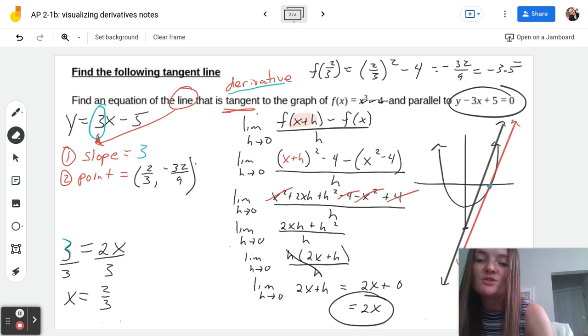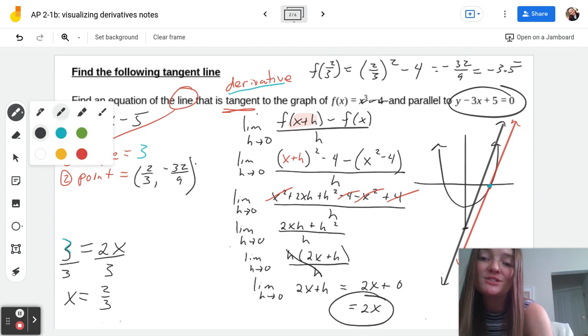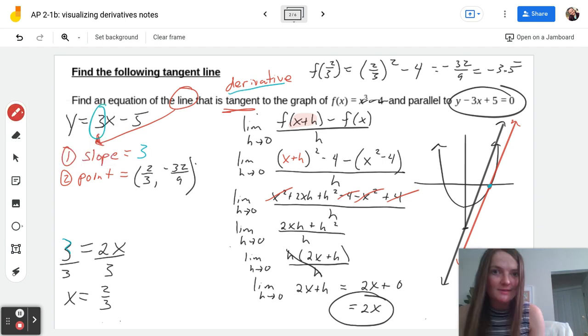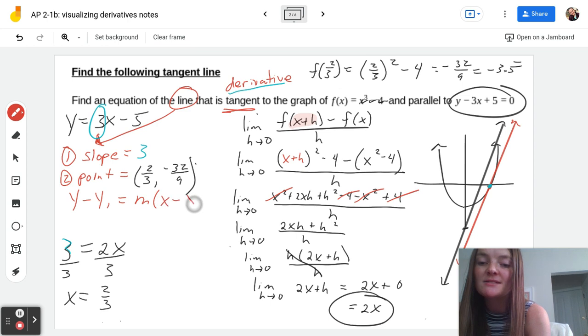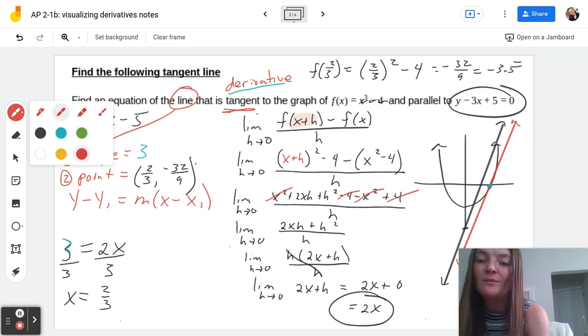Very last thing that we need to do here is just write an equation. Writing an equation is so easy, especially if you know point-slope form. Point-slope form is my absolute favorite form for AP Calculus because it is so easy. All you need to do is this: y minus y sub 1 is equal to m times x minus x sub 1. And then just plug in what we know.